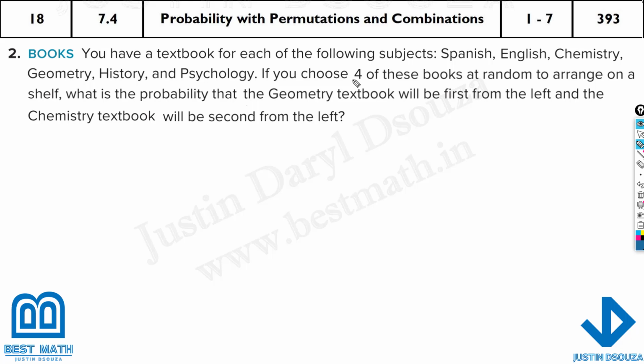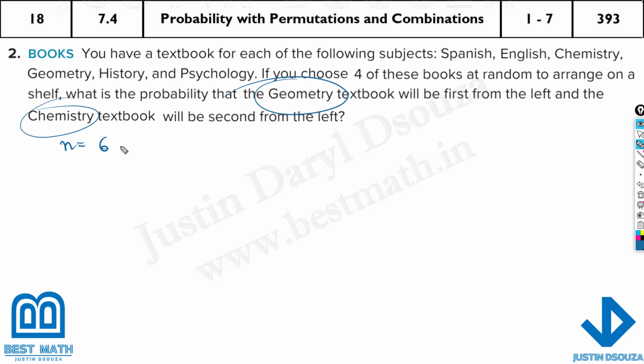Now here, we have 2 situations. First one is the total number of textbooks: 1, 2, 3, 4, 5, 6. So given, I'll directly write, you need to write given and all in the exam, N is 6. What is R? Selection. If you choose 4 textbooks out of this at random to arrange on the shelf, what is the probability that the geometry textbook will be first from the left and chemistry will? See, we are only dealing with geometry and chemistry. We do not need these 4 textbooks.